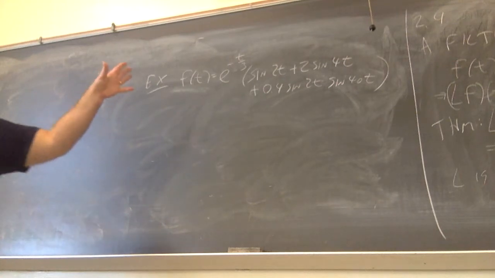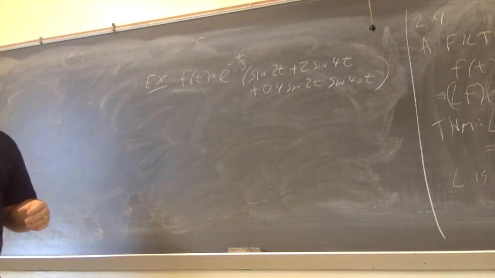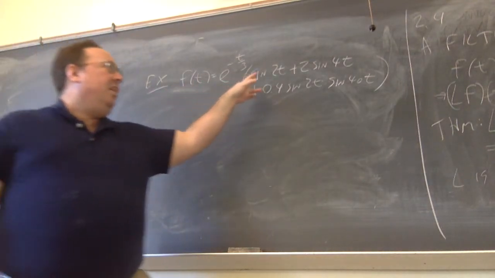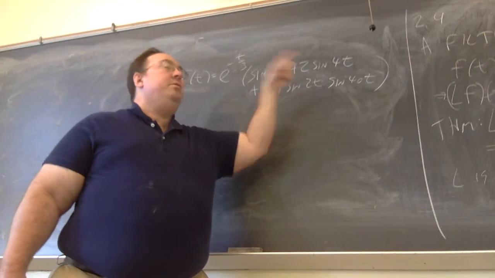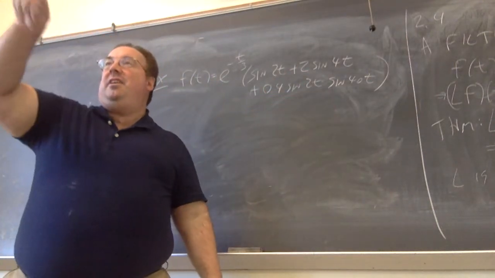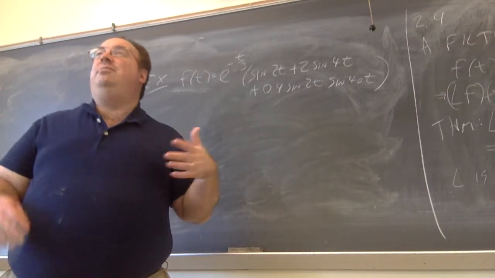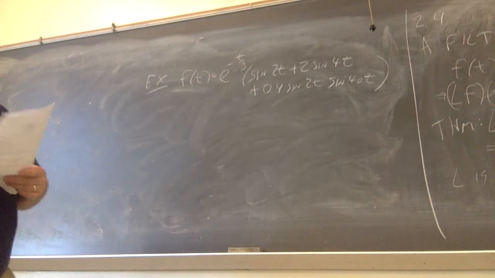So if you were to plot this function, it is graphed in the book. The dominant part is a low-frequency curve, frequencies 2 and 4. But then you have a smaller part of frequency 40 that adds some noise to the curve. So we'd like to filter that out if we can.